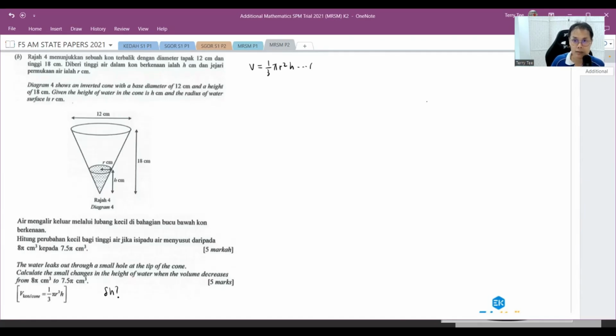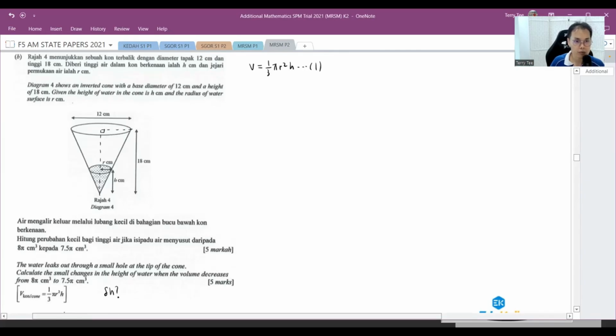Now, the problem is this is V in terms of r and h. You have two variables. So now we're going to reduce it to one variable, V in terms of h, or V in terms of r. But since you're finding h, we need to change all the r into h. So the question is, what is the relationship between r and h? Well, in this case, we have to use similar triangles.